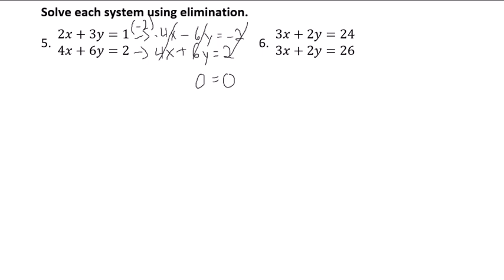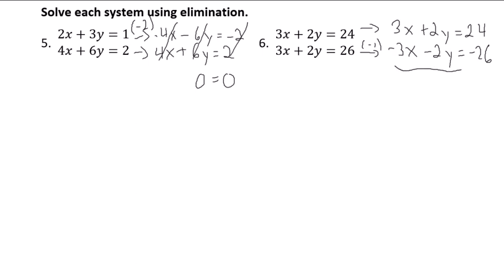All right, let's look at this next one over here. To turn a 3x and 3x into opposites, we just need to multiply one of them by negative 1. And it doesn't matter if we use the top or the bottom. I'll go ahead and do it to the bottom and leave the top equation exactly the same. And that gives us negative 3x minus 2y equals negative 26. So when I add those together, that cancels and that cancels. So that's 0 equals negative 2.